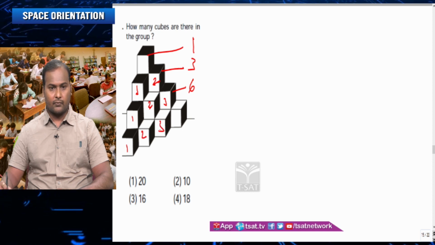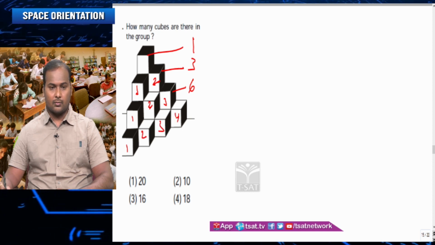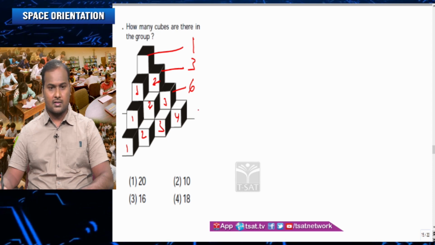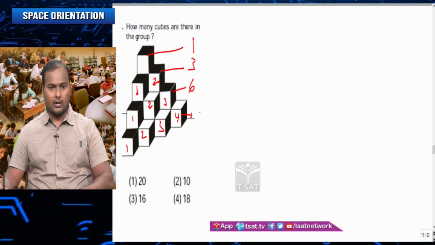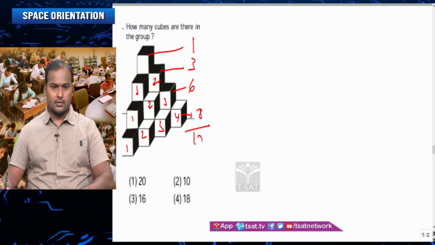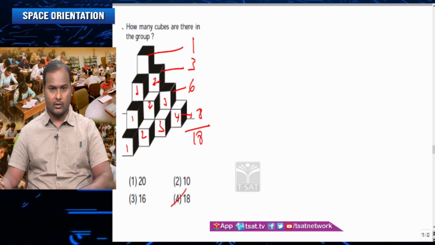1, 2, 3, 4 are visible. But on the back side, how many are there? There also 6 are there. So 8 are there. So we will go with the 8. Total answer is 18 is the answer.